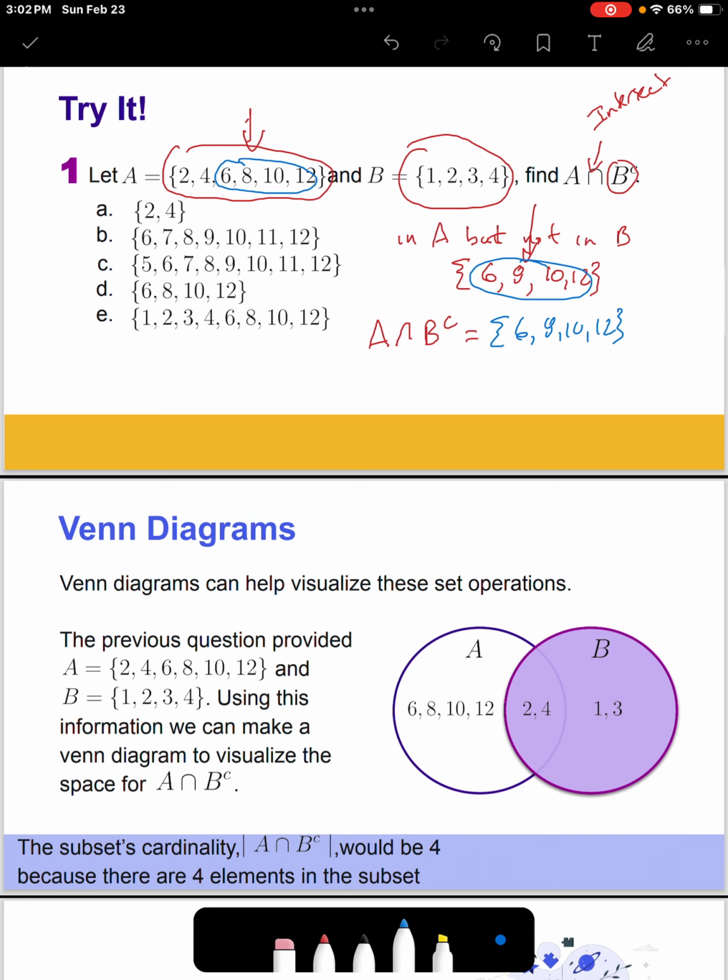You can visualize that through a Venn diagram. A contains 2, 4, 6, 8, 10, 12. B contains 1, 2, 3, and 4. You'll see that both sets contain 2 and 4. But we want the elements in A intersect the elements not in B. So that would just be these 4 numbers right here. When you think about a Venn diagram, the intersect happens where they overlap right there. That is the intersect, or the overlap. That means the elements are in both sets.